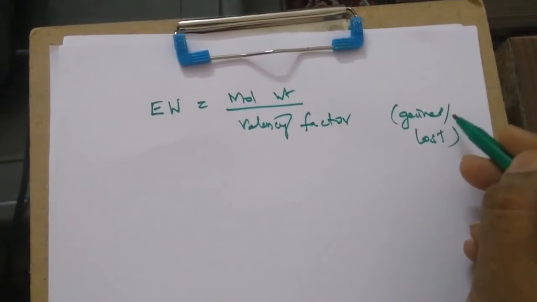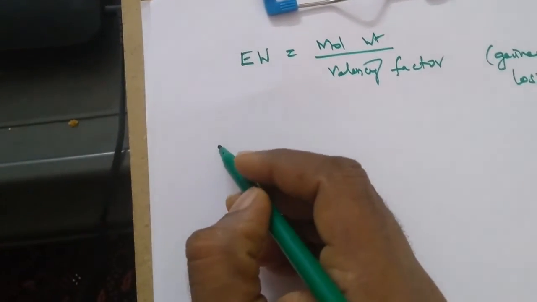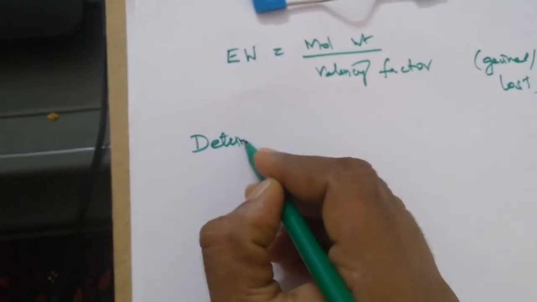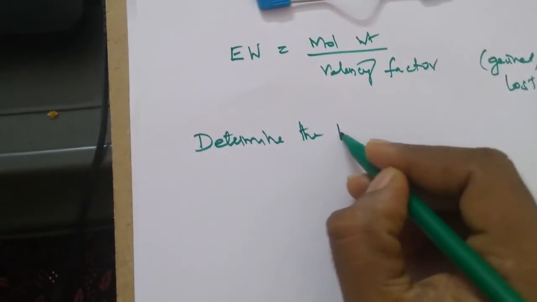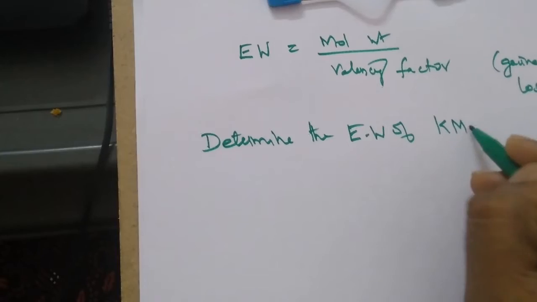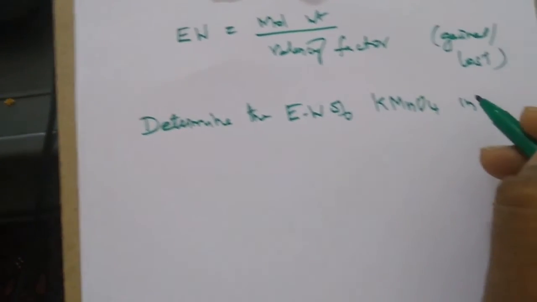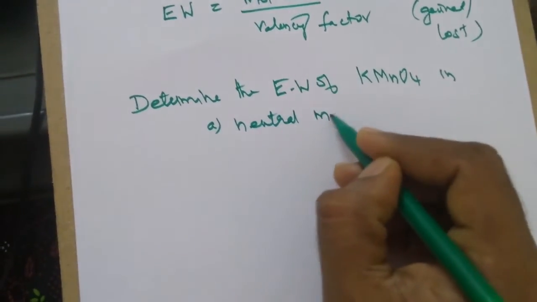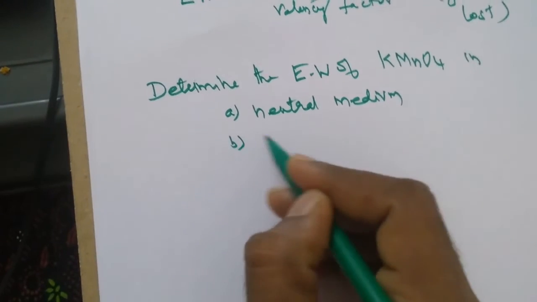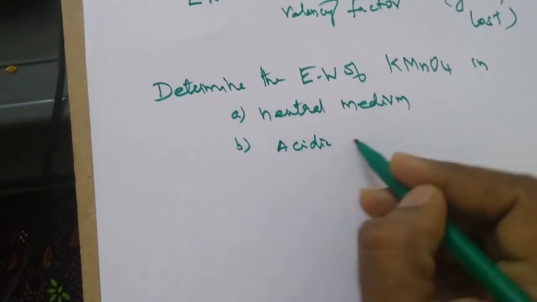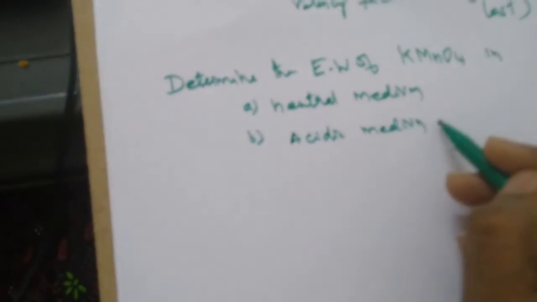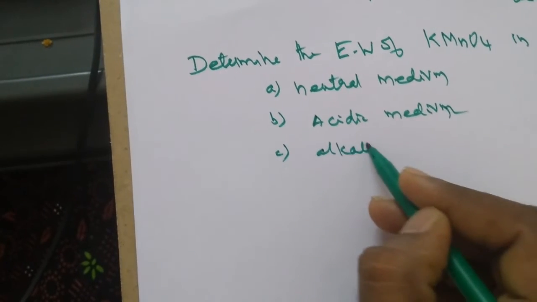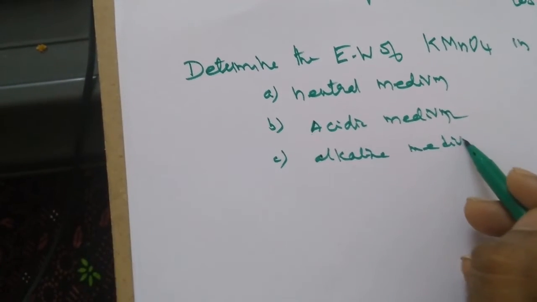That is the number of electrons gained or lost. So determine the equivalent weight of potassium permanganate in A, neutral medium, B, acidic medium, and C, alkaline medium. So what we should do first is know the valency factor in each case, right? Depending upon the valency factor, and since we have already determined the molecular weight, molecular weight divided by valency factor is the equivalent weight in the corresponding medium.